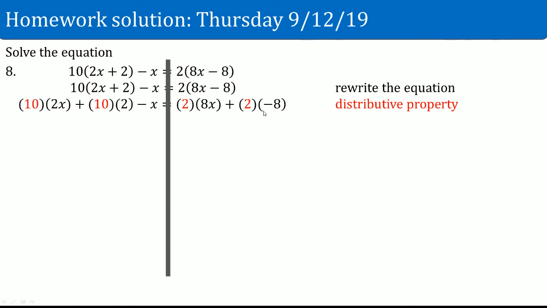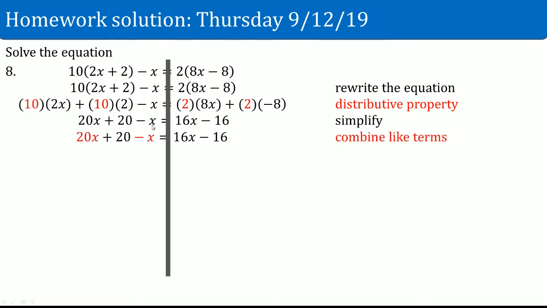Okay, what is 10 times 2x? 10 times 2x is 20x. 10 times 2 is 20. Bring down the negative x. 2 times 8x becomes 16x. 2 times negative 8 becomes negative 16. Okay, this should look like the previous problem. I see a 20x and a minus x on the left hand side. I should combine the like terms. 20x minus x becomes 19x.